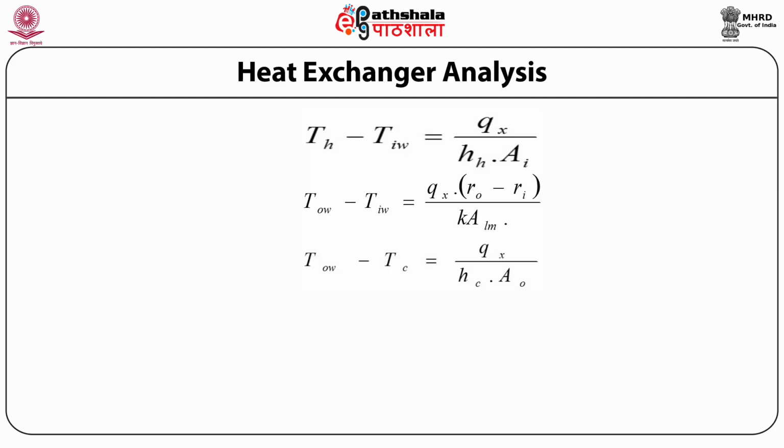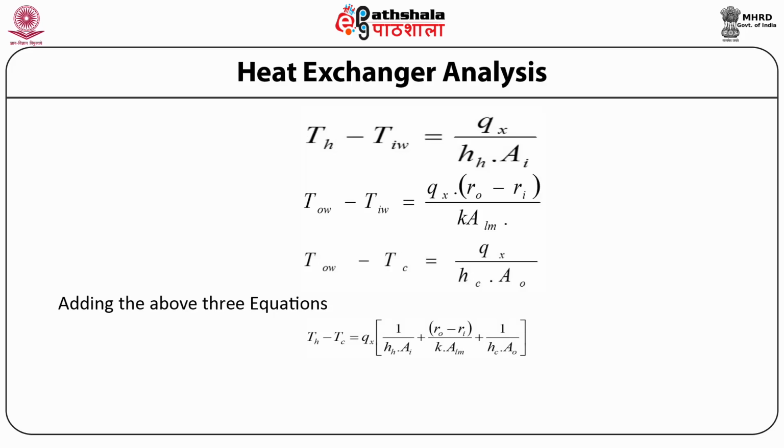So, for all these three regions we have got three different temperature differences. Adding all these three equations, what will we find? We will find TH minus TC. This is the left hand side; the summation of the left hand side resulted in TH minus TC. Coming to the right hand side, we will get the summation of these three as Qx into (1 by HH into AI plus (R0 minus Ri) divided by K into ALM plus 1 by HC into A0).